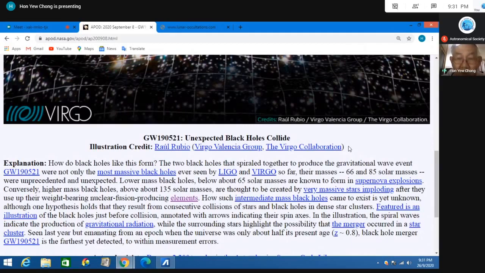No, there's one already built. I think it's working already. In Japan, they have a gravitational wave observatory. And which country is joining the gravitational wave race? India. India is also building a gravitational wave observatory.